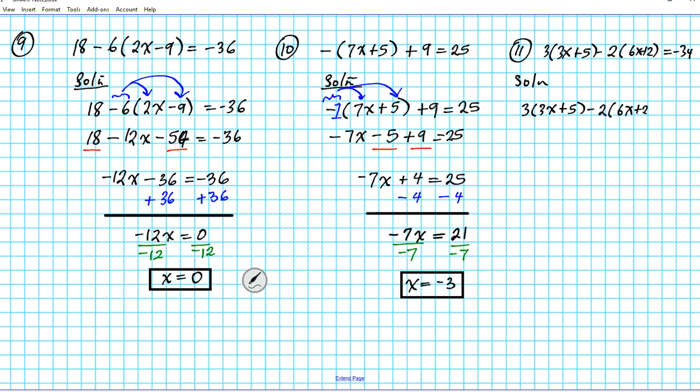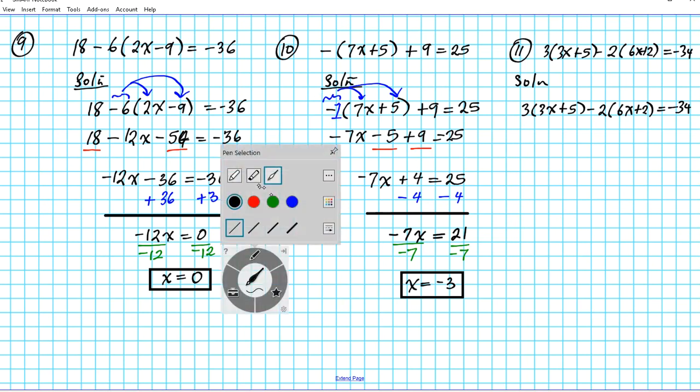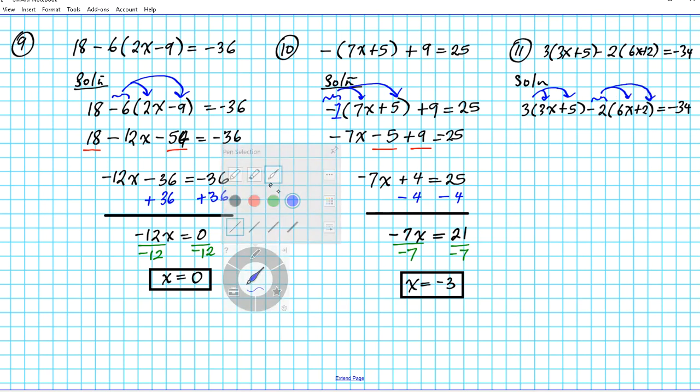Okay, so what we're going to do first is get rid of the parentheses. In this case, we have two parentheses that we want to get rid of. So we will achieve that by distributing 3 to these two numbers, and then negative 2 we'll distribute to 6x and 2. Okay, don't forget the sign. When we carry out the distribution, we're going to have 9x plus 15. And if we distribute negative 2, we're going to have negative 12x minus 4 equals negative 34.